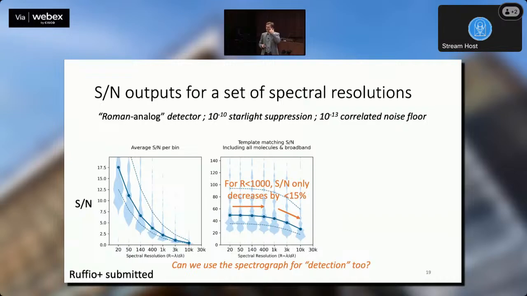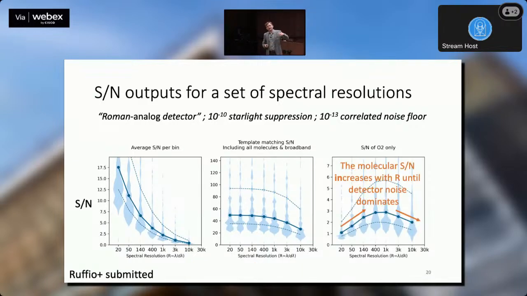That asks an interesting question: could we just use a spectrograph to detect planets? Is that a possibility? Because there would be a lot of advantages to using the spectrograph. We'd get a lot more information about the system. We could already do a lot of science right away.